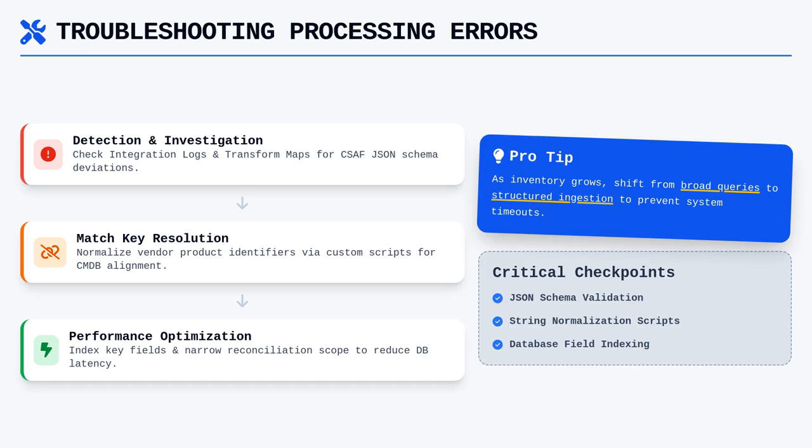Furthermore, as your inventory grows, queries that cross-reference advisories against thousands of configuration items may experience latency issues. You can optimize these lookups by indexing key fields or structuring the data ingestion to narrow the scope of the reconciliation before the process hits the main database tables.